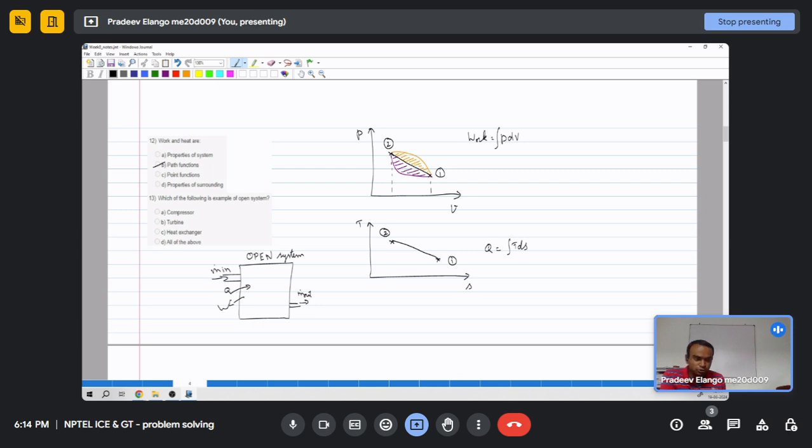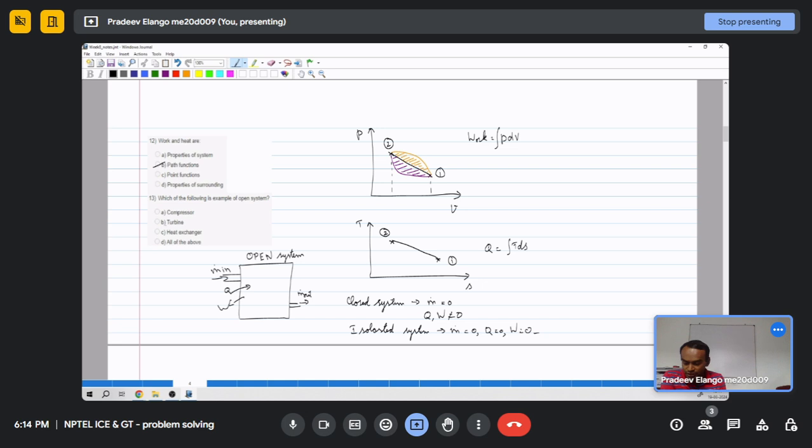So we have other types like closed system and isolated system. In a closed system, there is no mass transfer, and there could be heat and work coming out or going in. So this is a closed system. Whereas in an isolated system, mass transfer is zero, heat transfer is zero, work transfer is zero, everything is zero. So this is an isolated system.